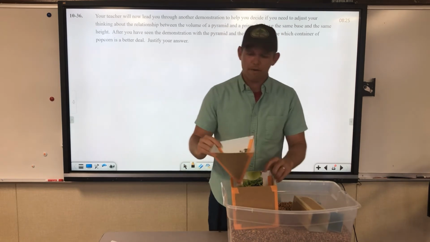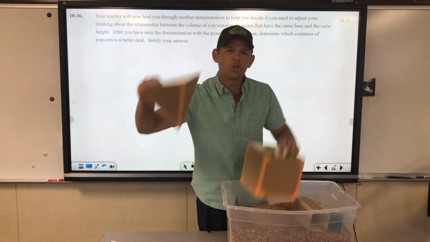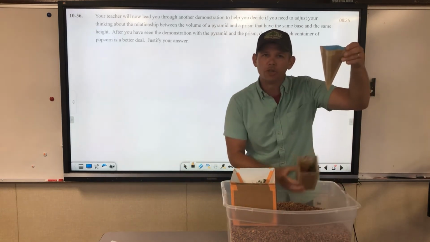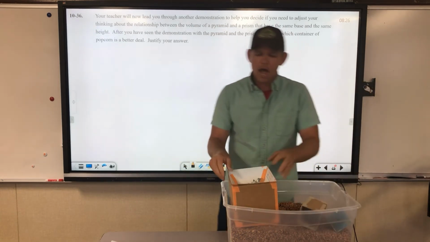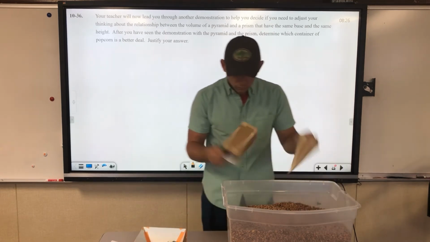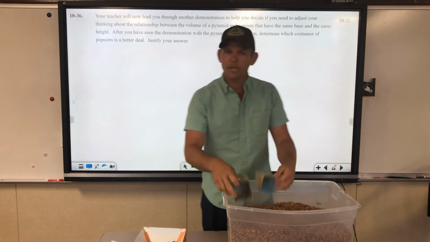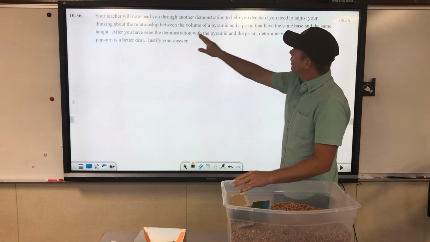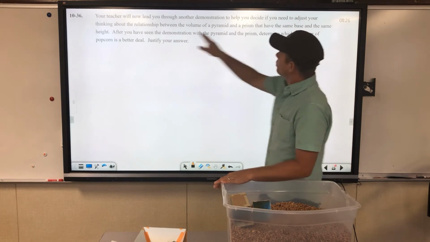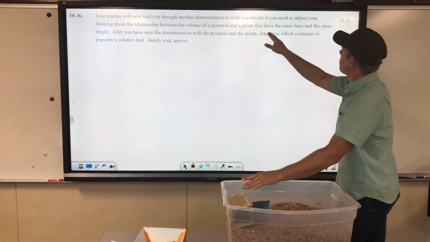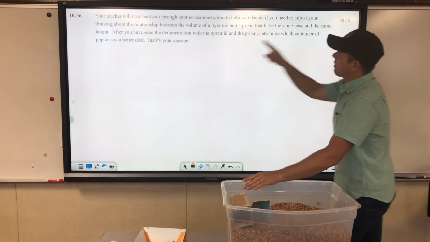And once again, we have the question: how many scoops is going to fit in the prism? I have 2 examples here, 2 different models, so that you can see that I'm not just making this up, okay? So decide if you need to adjust thinking about the relationship between the volume of a pyramid and a prism that have the same base and the same height.